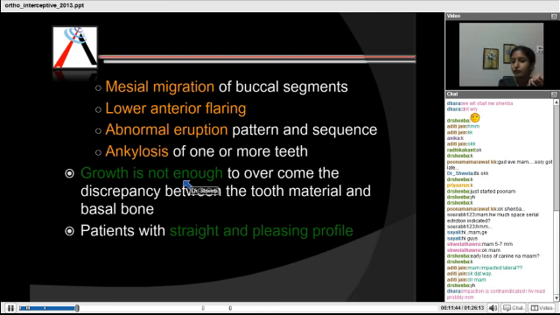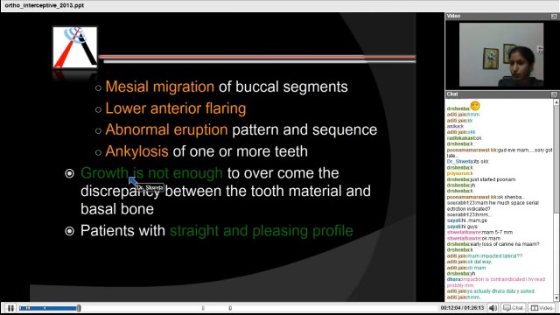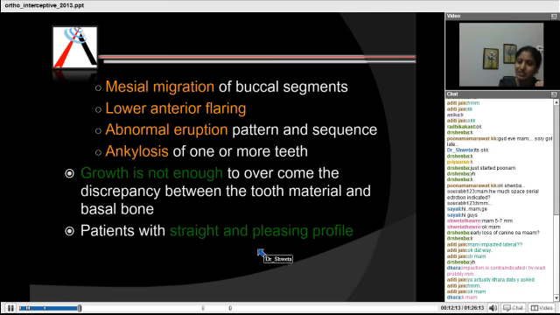Growth is not enough to... See, if the lateral incisors are impacted, that means there is loss of space. Not impacted in the sense they are moved or deflected palatally because there is no space in the anterior arch. Okay. Growth is not enough to overcome the discrepancy between the tooth material and the basal bone. Patients with straight and pleasing profile.